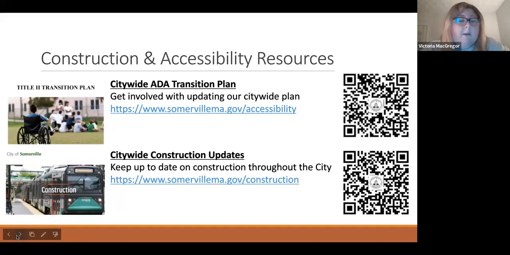And then on the second slide, you'll find links to our ADA transition plan, as well as the construction updates page. Both are great resources for providing feedback and staying up to date with all things construction.